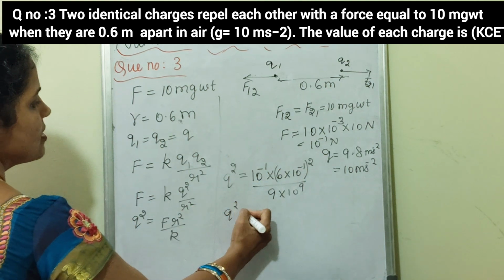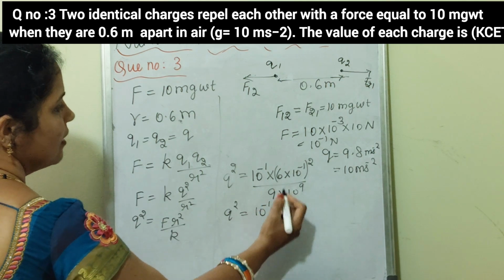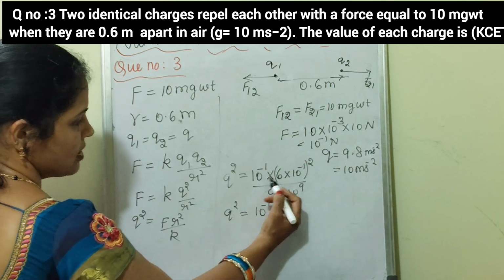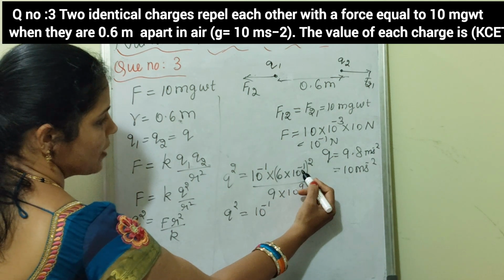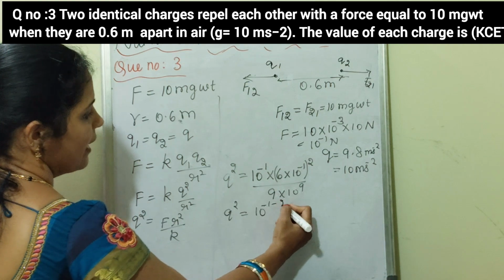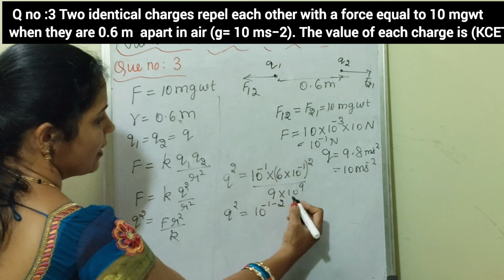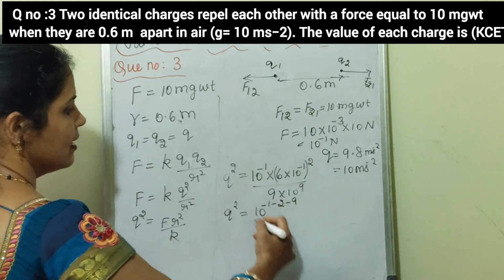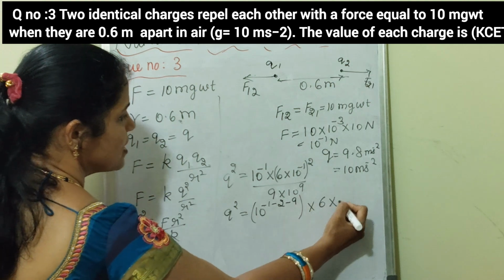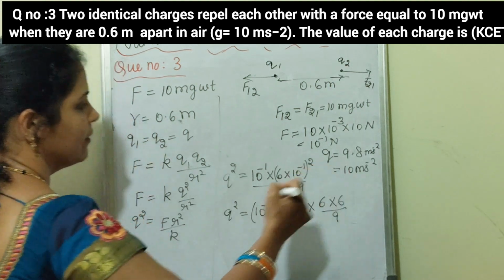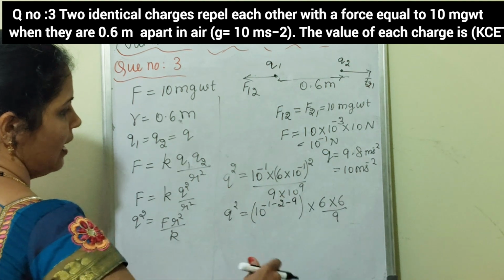So Q square is, first I'll write the power of 10. 10 to the power minus 1 whole square is 10 to the power minus 2. And this 10 to the power 9, when it goes to the numerator, becomes minus 9. Is this clear? Into 6 into 6 divided by 9. Right? Is this clear, students? 6 into 6 divided by 9.